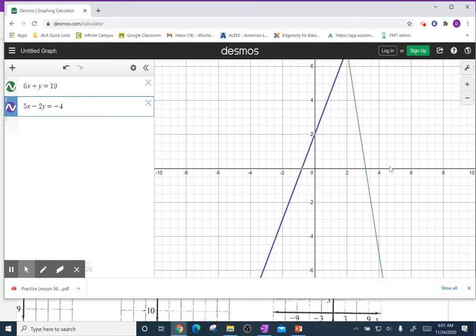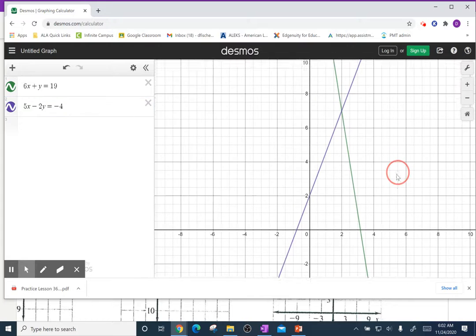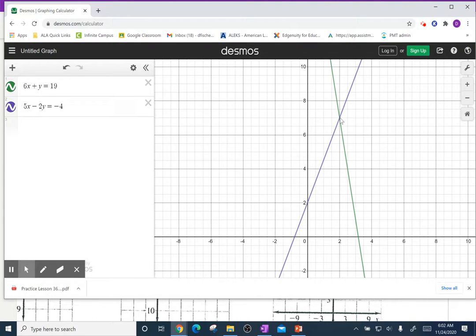All right, now we'll talk about how to get this graph onto your paper using this graph as well. So it looks like my answer is way up here at 2, 7. Does that sound right? 2, 7? Yep, I think so. So I'm not sure why it's not showing the dot. Oh, if you click on it, that's the deal.